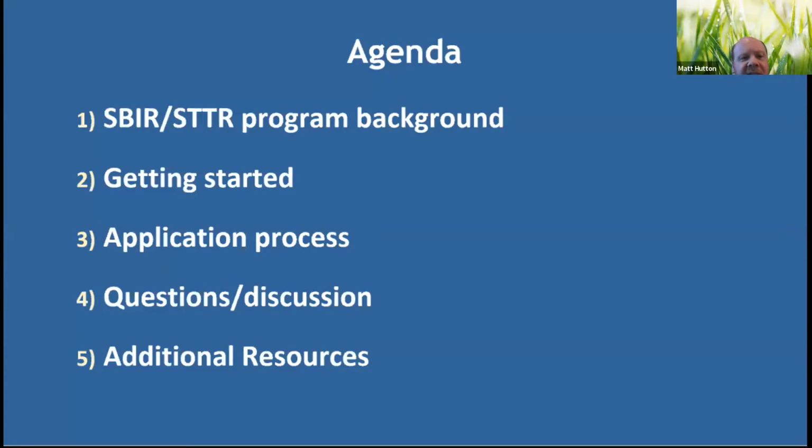So a little bit of an agenda for today. I'm going to give some SBIR, STTR background, and then take a look at how you go about getting started. Like, how do you get involved in the SBIR program and start to make use of it? And then walk through some of the main points of the application process when you're actually proposing a project to the SBIR programs. And then leave some time for questions and discussion. I've also got some additional resources if you're a company that's at the stage where you're looking for SBIRs. These might also be of interest to you.